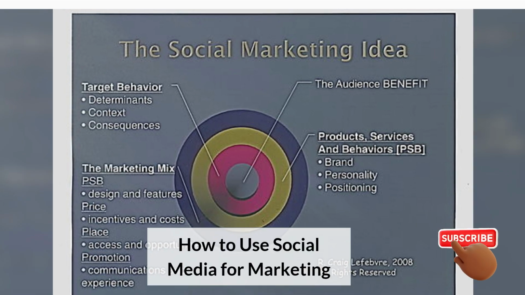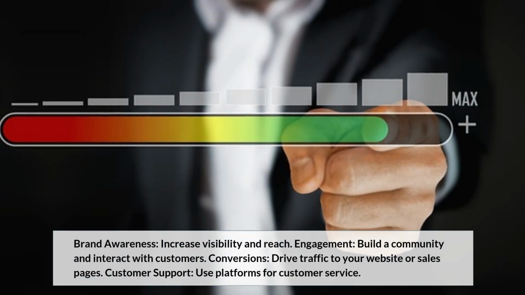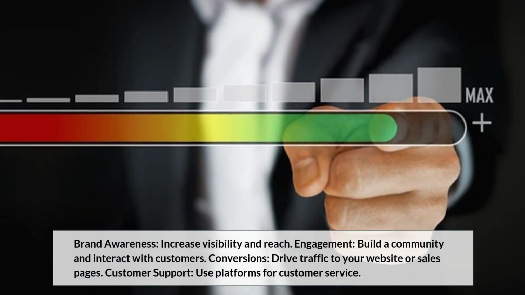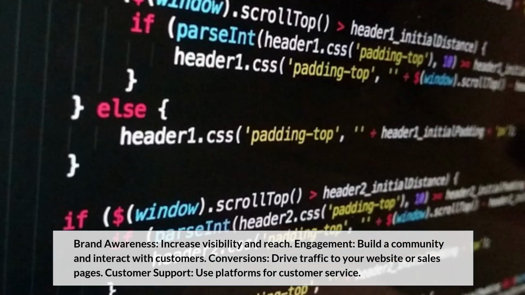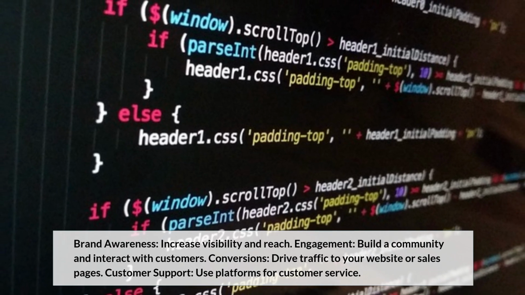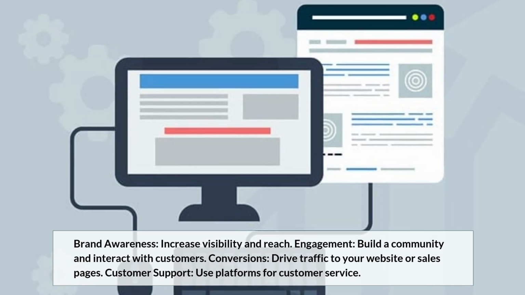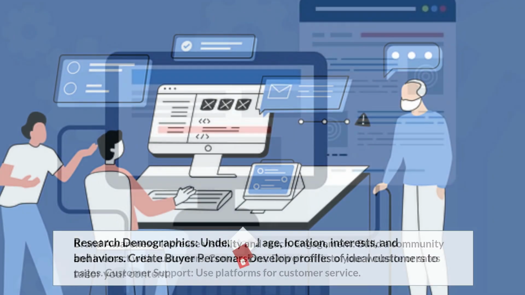How to use social media for marketing. Define your goals. Brand awareness: increase visibility and reach. Engagement: build a community and interact with customers. Conversions: drive traffic to your website or sales pages. Customer support: use platforms for customer service.